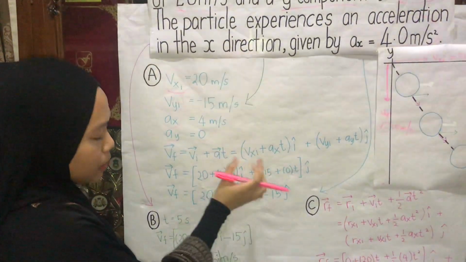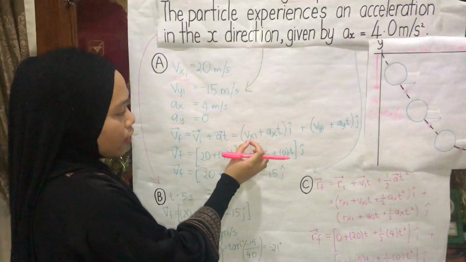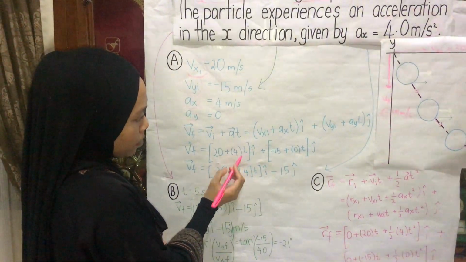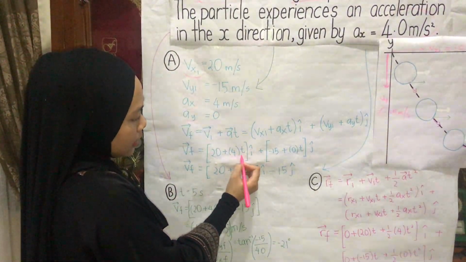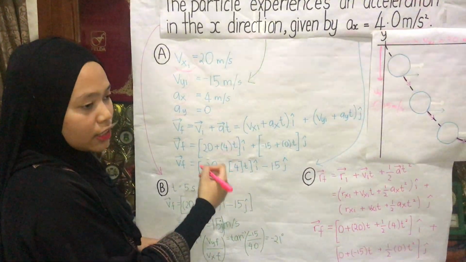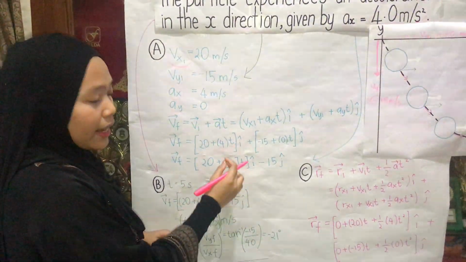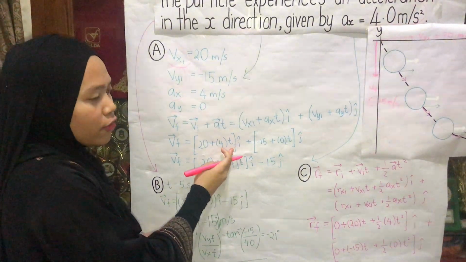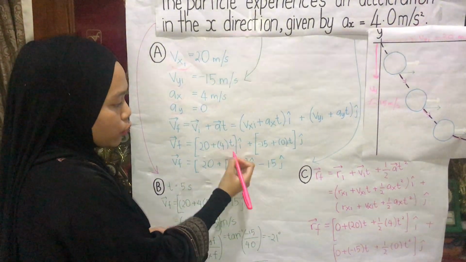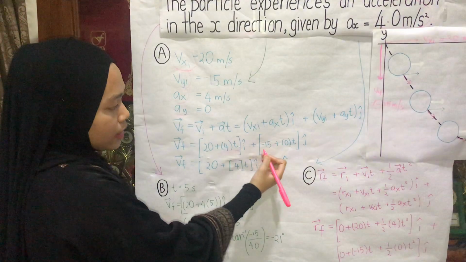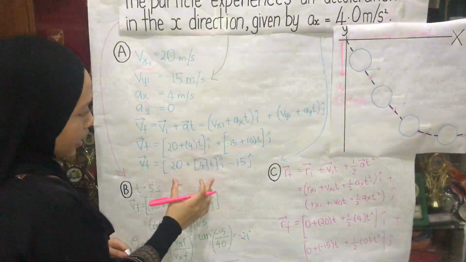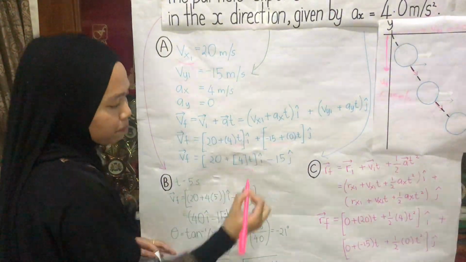So we substitute the value of Vx initial and Ax. The t is not given because the question states at any later time. So we don't know whether the time is 5 seconds or 7 seconds, so we just put t here. Same goes for the j unit. And then we calculate and we got this answer.